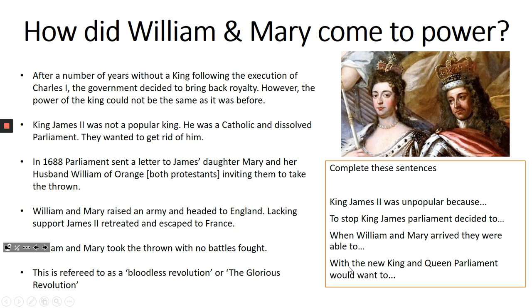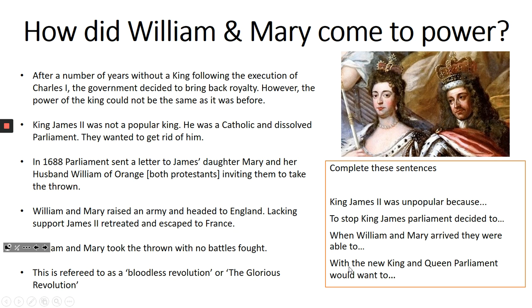So after a number of years, following the execution of Charles I, the government decided to bring back a king. They decided they needed one person who commanded the respect of the people, because the people still supported a king, to take control. However, the power could not be what it was before. King James II was not a popular king. He was a Catholic, and he dissolved Parliament, and that got Parliament angry. They had to get rid of him.